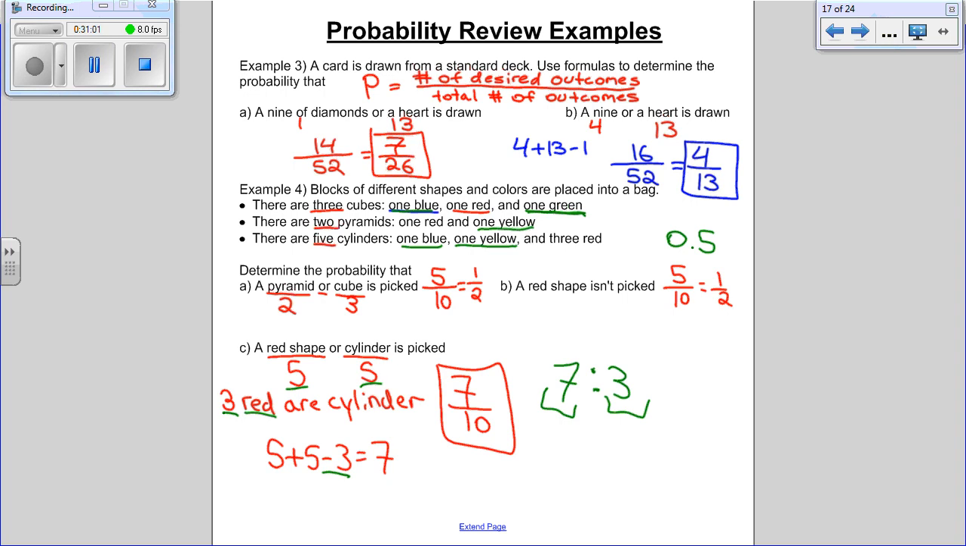All right, so more probability. Oh, that's the end of probability examples. Beauty.